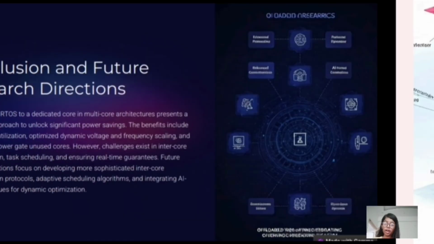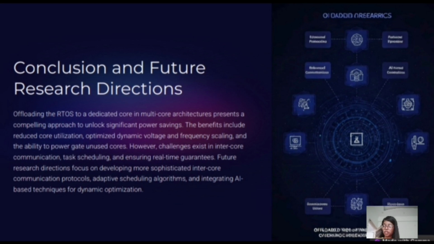So let me conclude this topic now. Conclusion and future research directions. Offloading the RTOS to a dedicated core in a multi-core architecture presents a compelling approach to unlock significant power savings. The benefits include reduced core utilization, optimized dynamic voltage and frequency scaling, and the ability to power gate unused cores. However, challenges exist in inter-core communication, task scheduling, and ensuring real-time guarantees. Future research directions focus on developing more sophisticated inter-core communication protocols, adaptive scheduling algorithms, and integrating AI-based techniques for dynamic optimization.